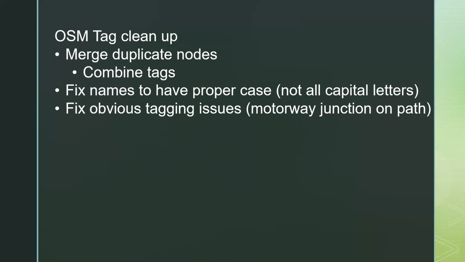And then there are some obvious tagging issues. They have fix me tags, but for example, I've seen many times a new mapper will put a motorway junction and it's just on a path. And so those tags can be removed.